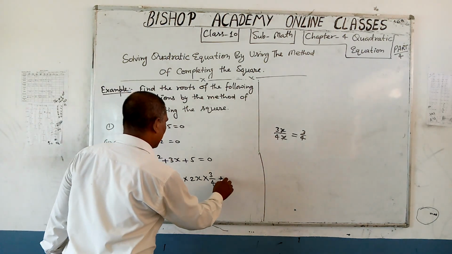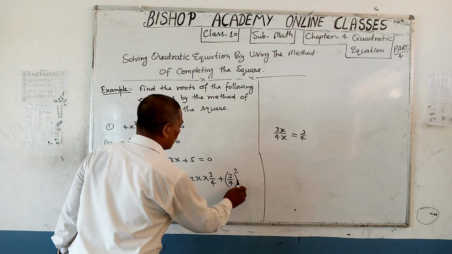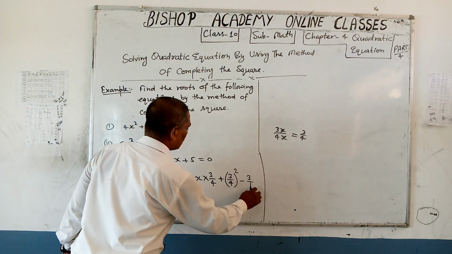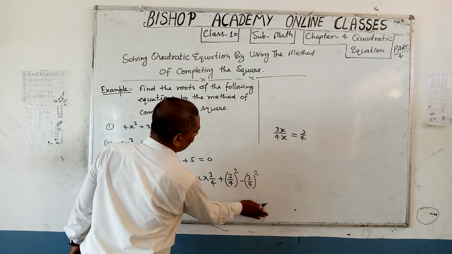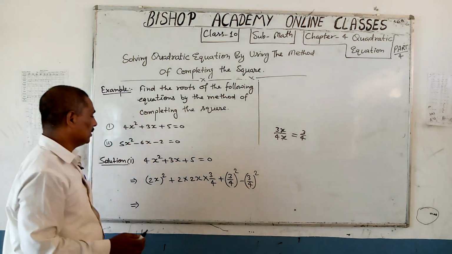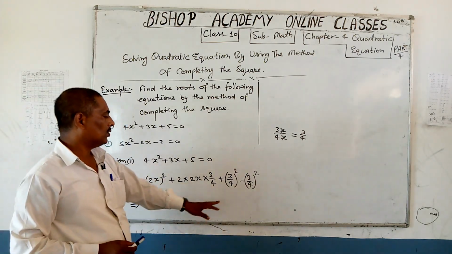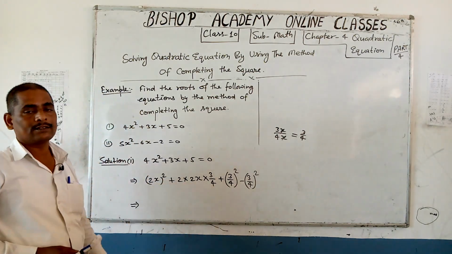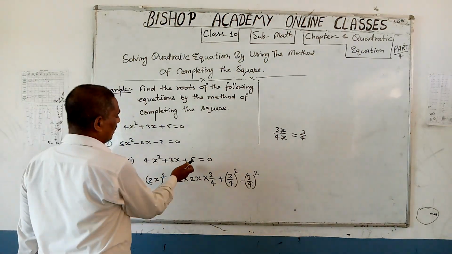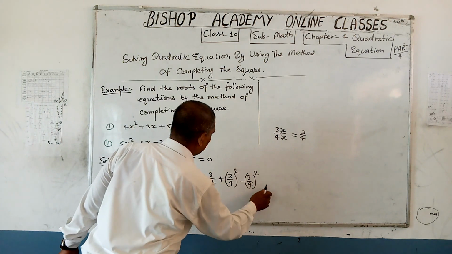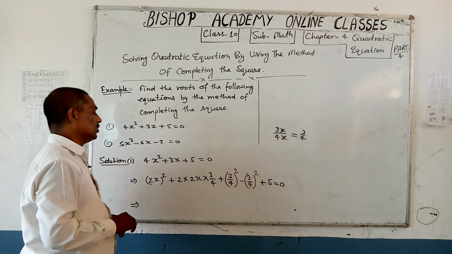Now you will add the square of 3 upon 4 as well as you will subtract the square of 3 upon 4. You added the square of 3 upon 4, also subtracted the square of 3 upon 4. Now you see that the last term plus 5 is left, so take down plus 5, and that is equal to 0.